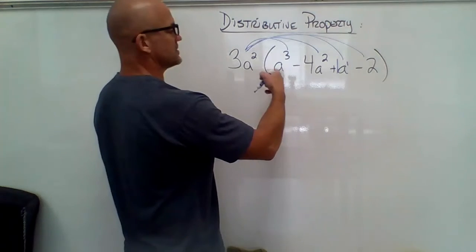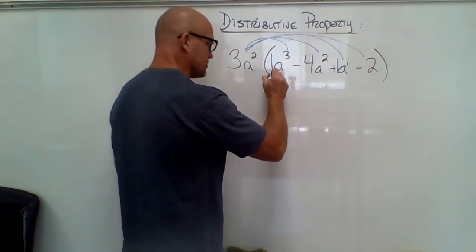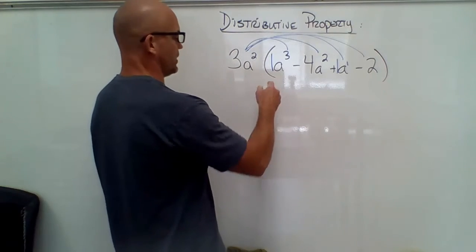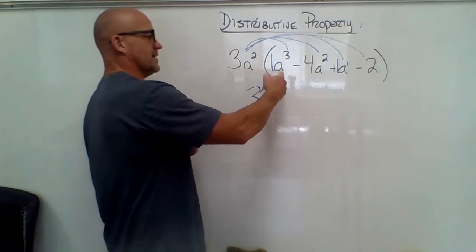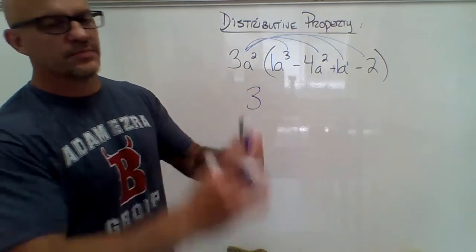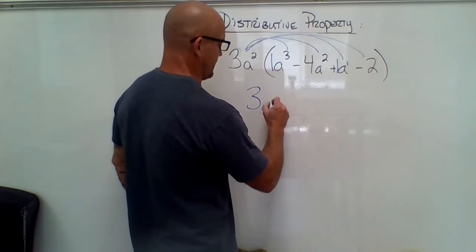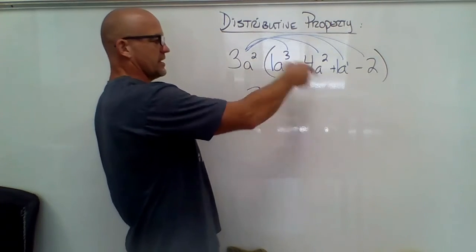So 3a squared times a cubed. This guy also has a coefficient of 1. So 3 times 1 is 3. A squared times a to the third, once I add those exponents together, gives me a to the fifth. Then I'm going to keep marching on.